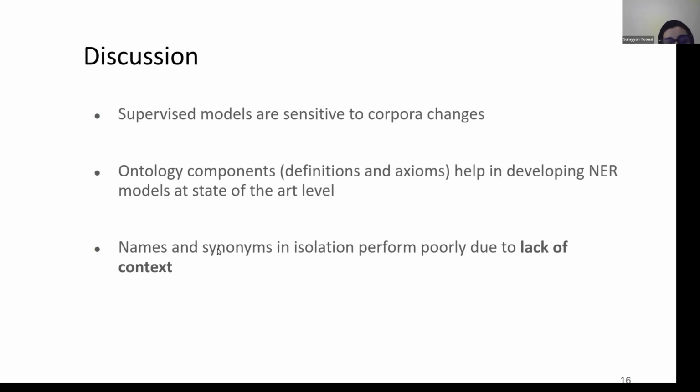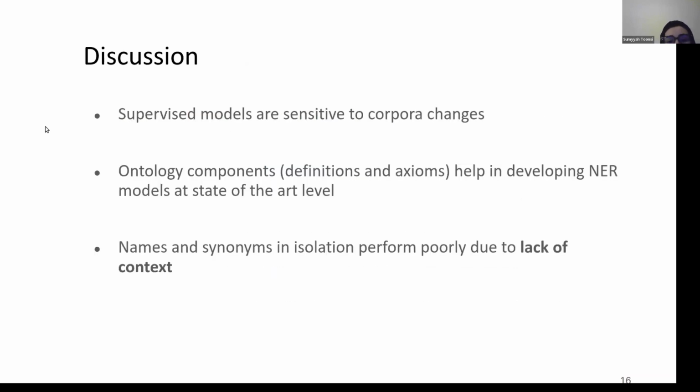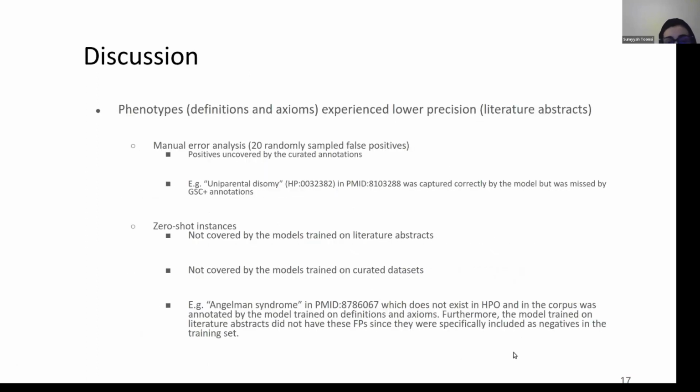We also see how names and synonyms in isolation perform poorly because they lack context, in particular negative context. Now, we looked at phenotypes because we've seen there's a huge discrepancy between our model trained on definitions and axioms and the ones trained on the literature abstracts, around 6% difference. We randomly selected 20 false positive samples for error analysis, and we actually discovered that these are positives not covered by the curated annotations.